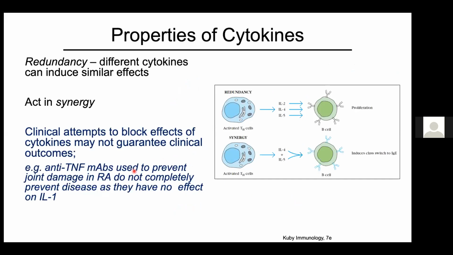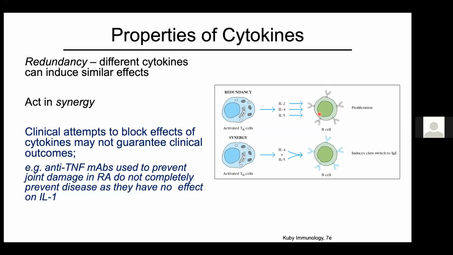The other properties, remember I mentioned cytokines have specific properties. One is called redundancy, and this is shown on this picture on the right, where you can have different cytokines all causing similar effects. So why we say this is redundant is because, for example, here you have an activated T helper cell, which can produce different cytokines like interleukin-2, interleukin-4, interleukin-5. All these cytokines can activate B cells and cause them to proliferate.